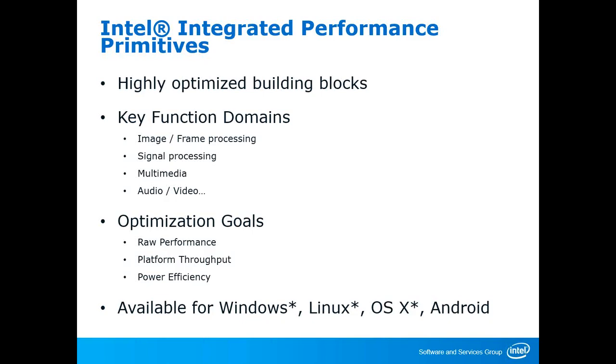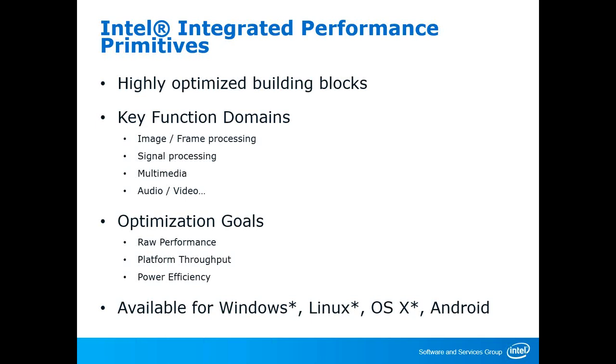But this is not available for all the domains. It is available for some key function domains like image processing, signal processing, multimedia, audio, video, etc. And the three key optimization goals of the IPP are performance, throughput, and efficiency. So they are optimized by Intel to such a level that this will be the best optimization available in your application.